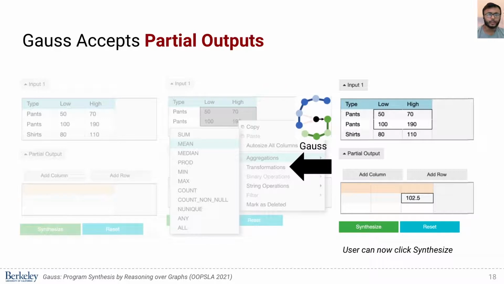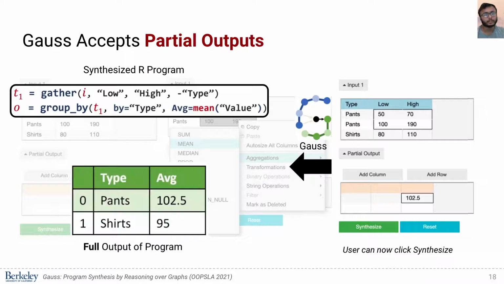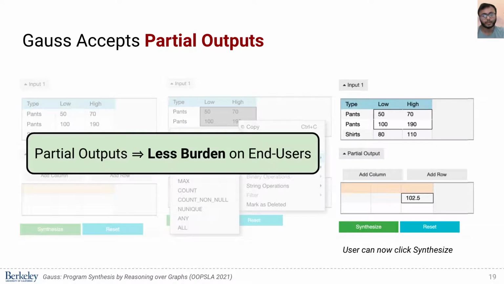Another major feature of Gauss is that the user can now already click synthesize and ask Gauss to synthesize a program. That is, Gauss accepts partial outputs. Gauss promptly comes up with this R program, whose output table is shown over here. Note how the output not only contains the 102.5 cells specified by the user, but has an entry for shirts as well. This ability of Gauss to accept partial output naturally lessens the burden on end users, as they can now focus on providing only the most important elements of the output that are sufficient to describe the transformation.